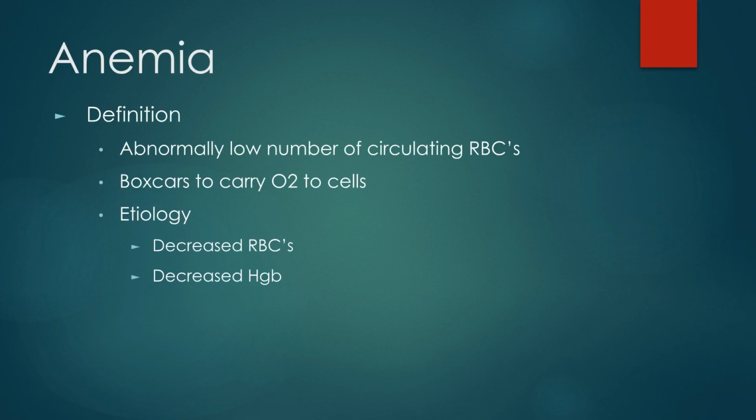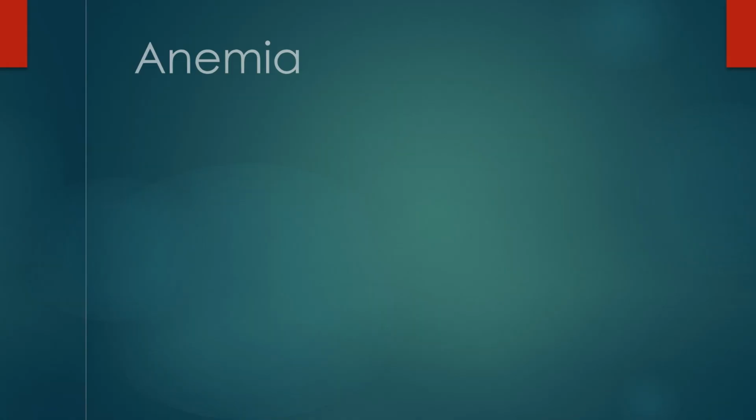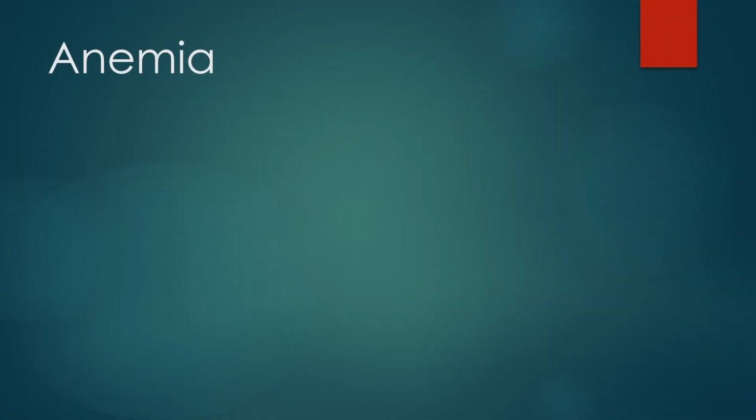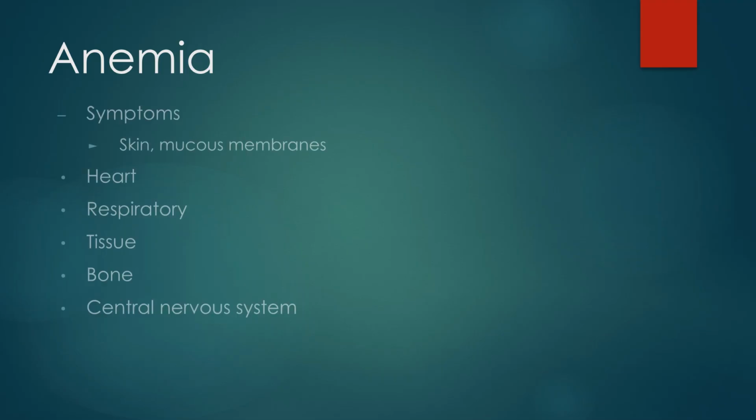Anemia is defined as an abnormally low number of circulating red blood cells, which act as the boxcars to carry oxygen to cells. It is caused by decreased red blood cells or decreased hemoglobin. Symptoms of anemia can manifest in various body systems, including the skin and mucous membranes, heart, respiratory system, tissues, bone, and the central nervous system.